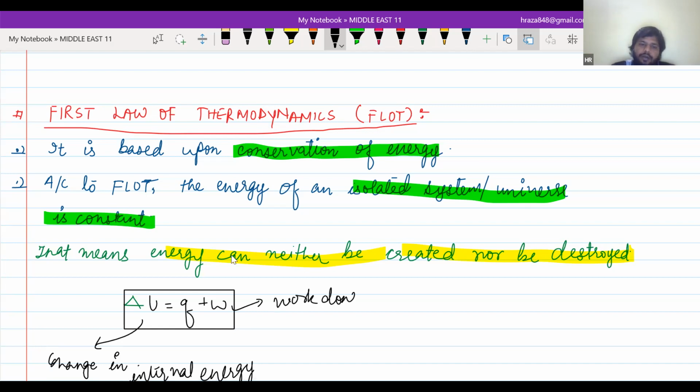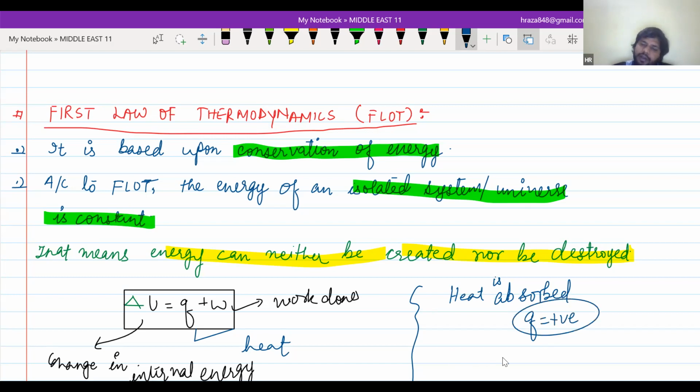W is work done. And what about Q? Q is heat. Heat absorbed: if heat is absorbed, that means heat is taken by the system, or you can also say heat is given to the system. In that case, Q will be positive.